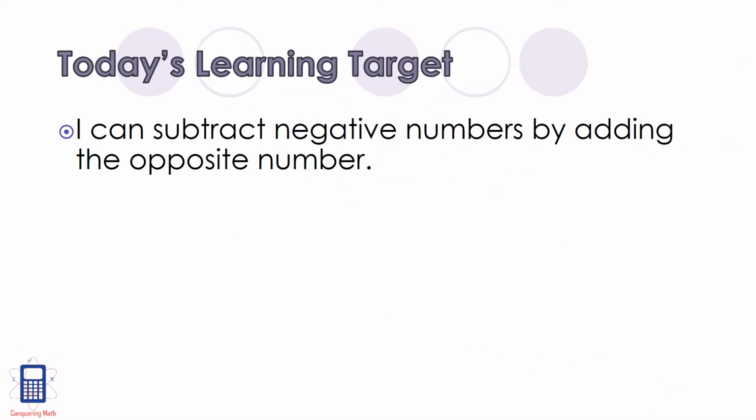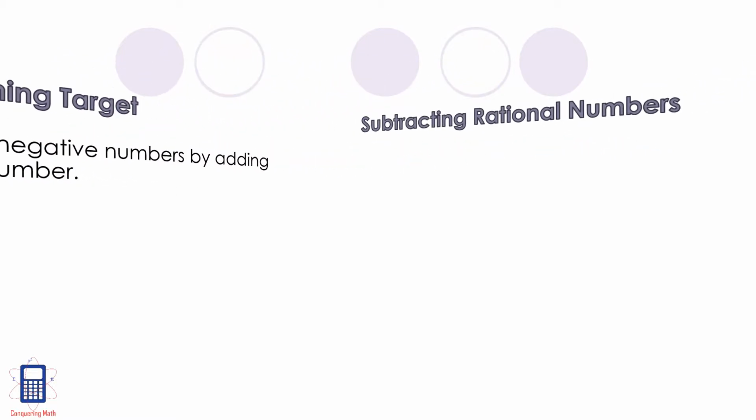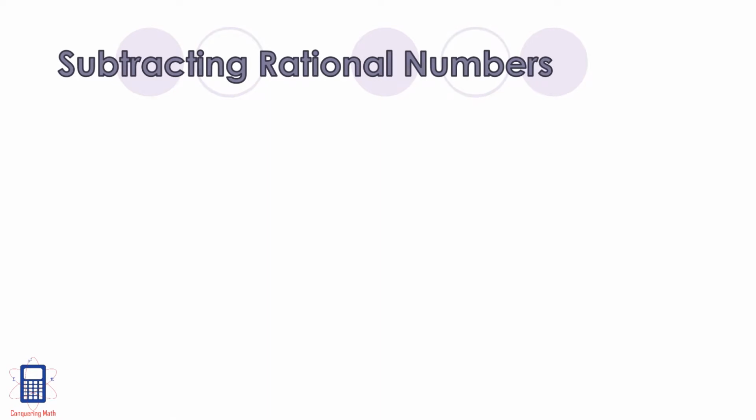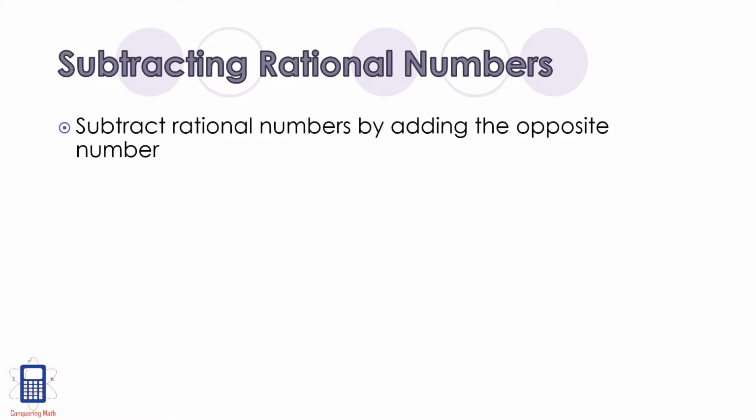Today's learning target is I can subtract negative numbers by adding the opposite number. So subtracting rational numbers can actually be summed up pretty easily. When you are subtracting using rational numbers, you're just going to add the opposite number. And so there's really only two steps here.